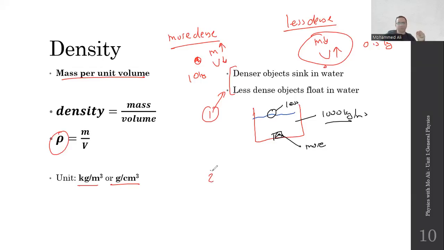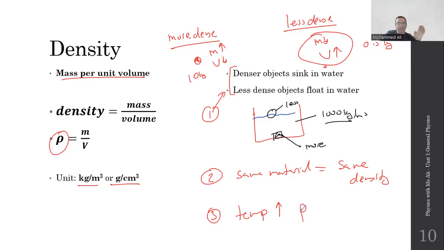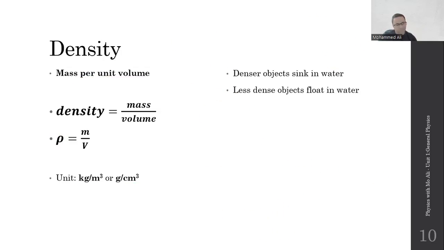Point number 2. Same material means same density. So if you're comparing objects of the same material, then they have the same density. The only thing that can affect density is temperature or heat. The higher the temperature of an object, the less dense it will become, because as we'll study or revise in Unit 2 in thermophysics, when you heat something, its volume increases, but the mass stays the same, so the density is affected. That's what causes convection. But keep that in mind. The only thing that affects density is temperature.